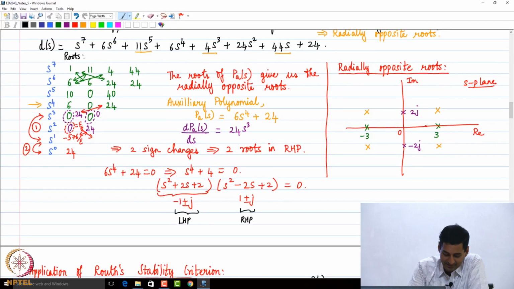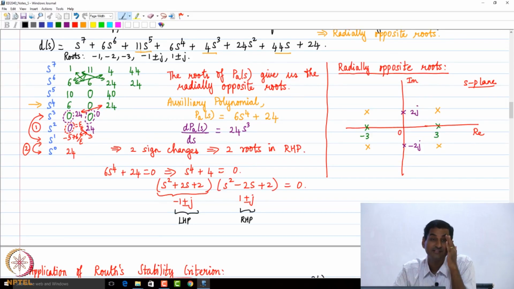So now I am going to write the roots: minus 1, minus 2, minus 3, minus 1 plus or minus j, 1 plus or minus j. Of course, that's how I constructed the polynomial. It's not that I just wrote the polynomial arbitrarily. I used the poly command in MATLAB to generate this polynomial.